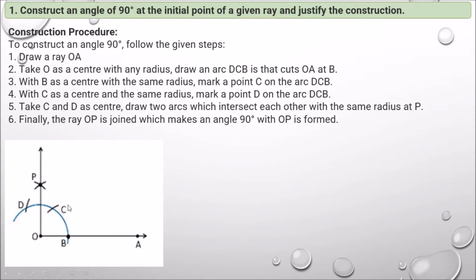Now with C as the center and the same radius, mark a point D on the arc DCB. Now take C and D as the centers and, with the same radius, draw two arcs which intersect each other at P. Finally, the ray OP is joined, and an angle of 90 degrees with OA is formed.